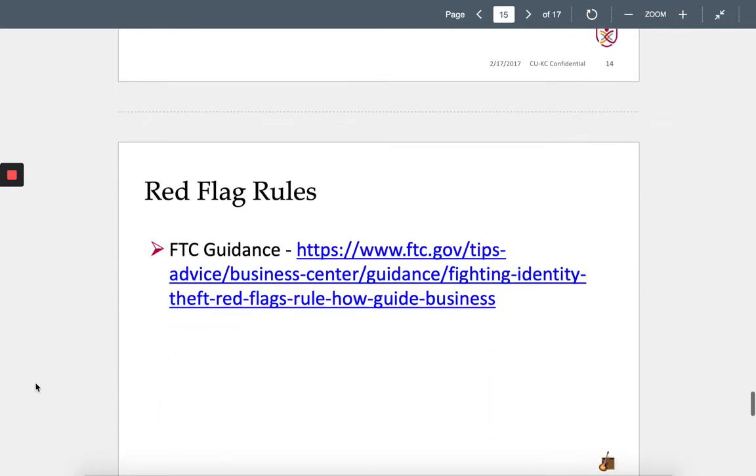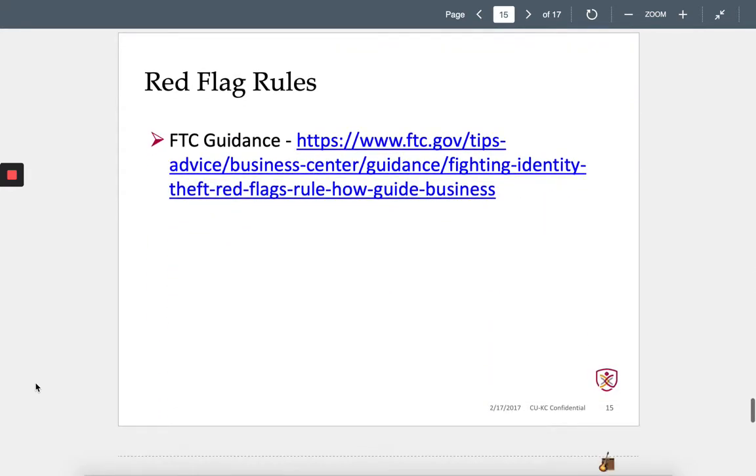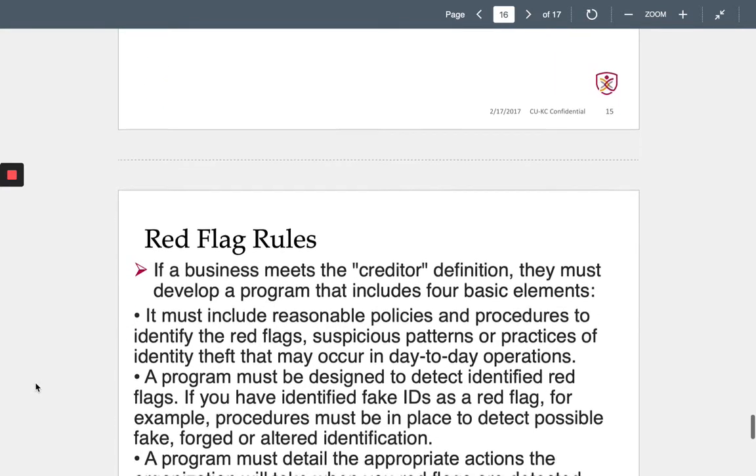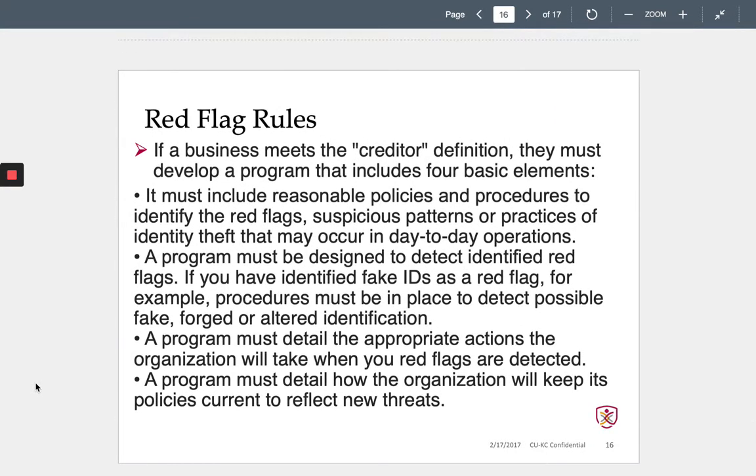And we talked about that there. Specific rules with the Federal Trade Commission, what that looks like, is there. More talking about if a business meets the creditor definition and having to have a program. Again, you don't want more burdensome rules and regulations to comply with. I would say in healthcare we have enough. So just make sure that your financial policy keeps you from having to get into the business of being a creditor.